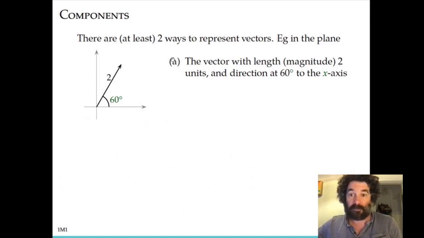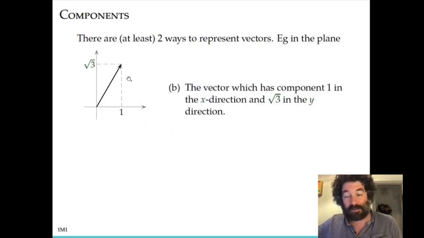One way, labeled A here, is that we give the magnitude of the vector, here the length is 2, but it's just an example, and also the angle made with the positive x-axis. These are often called polar coordinates. In fact, it's really the same as the polar coordinates we talked about when we were talking about integration. We have the angle and the length, and that gives us a vector.